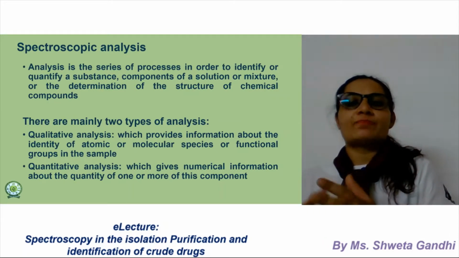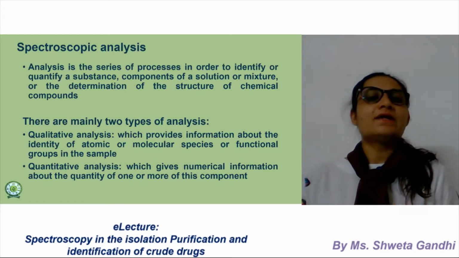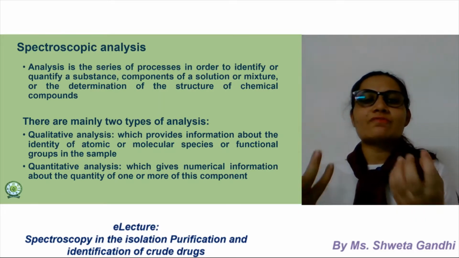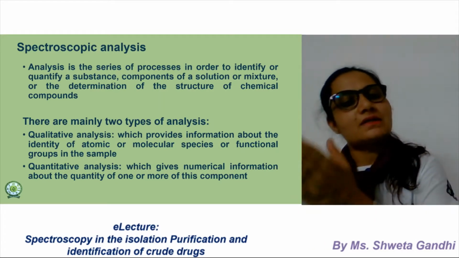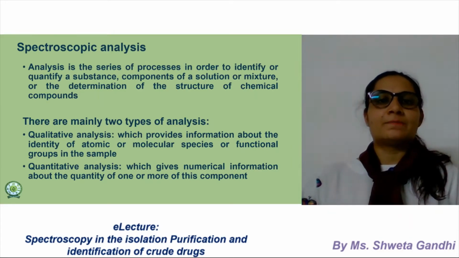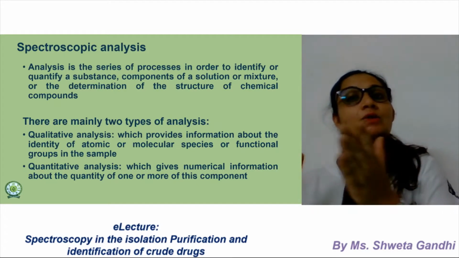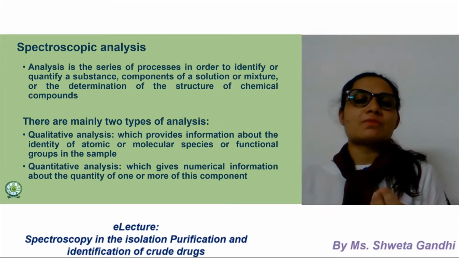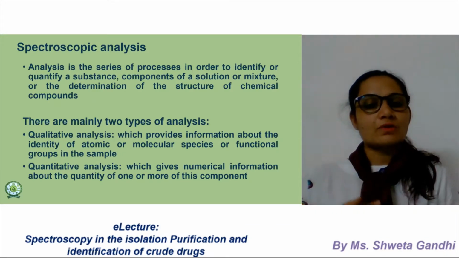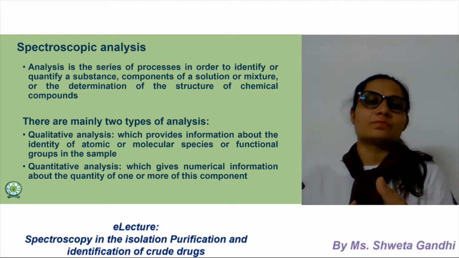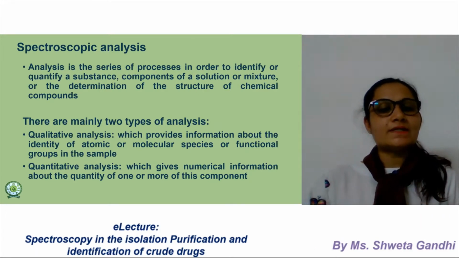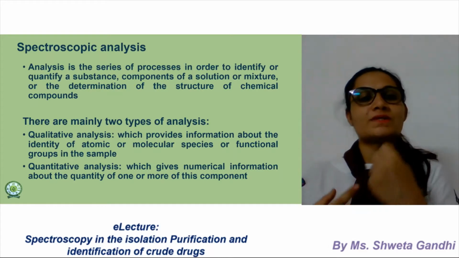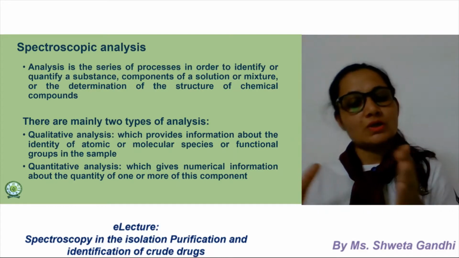Now, what is spectroscopic analysis? Analysis is the series of processes in order to identify a substance, components of a solution or mixture, or to determine the structure of the chemical compound. Two types of analysis can be done. One is qualitative analysis, the other is quantitative. Quantity means how much, and quality provides information about the identity, its atomic or molecular species or functional group. And quantity gives information about one or more components present and in how much amount. This all depends on the quantitative analysis.